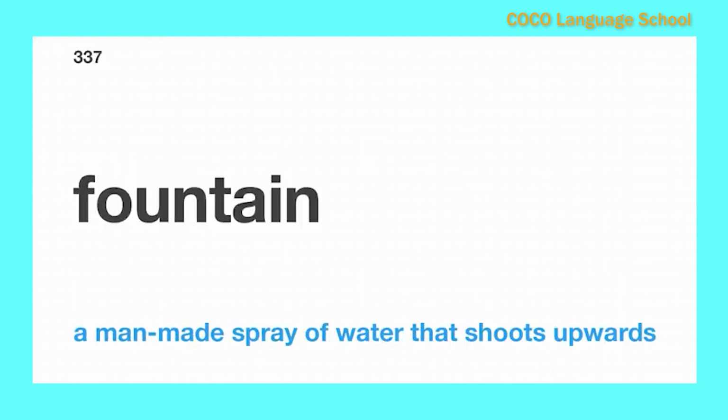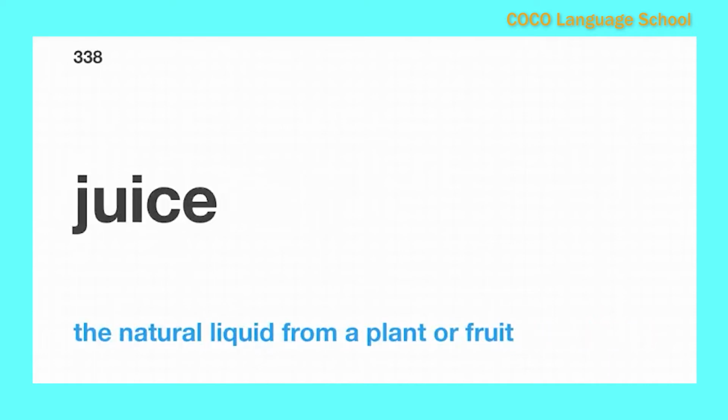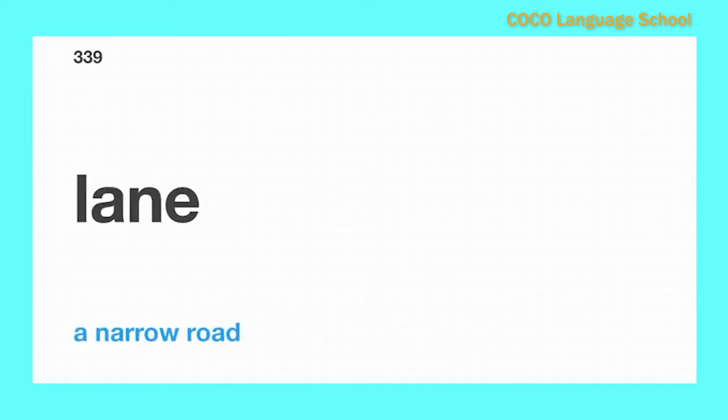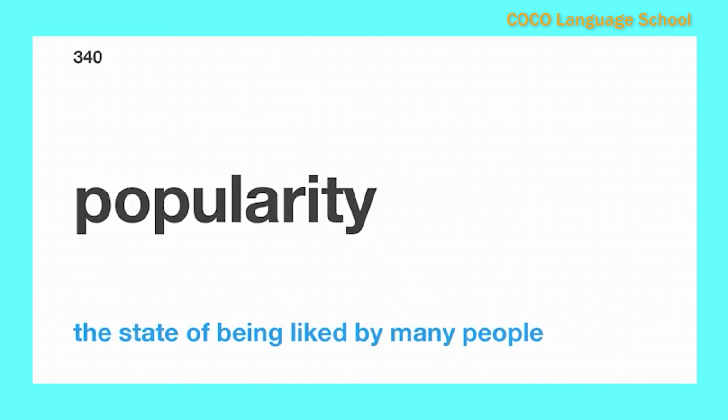A man-made spray of water that shoots upwards. Fountain. The natural liquid from a plant or fruit. Juice. A narrow road. Lane. The state of being liked by many people. Popularity.